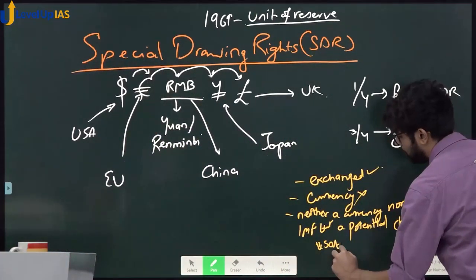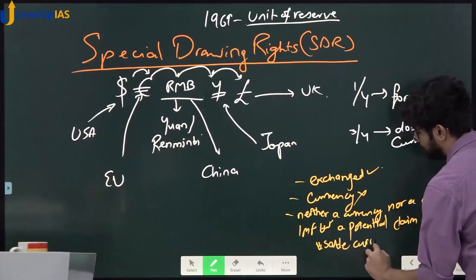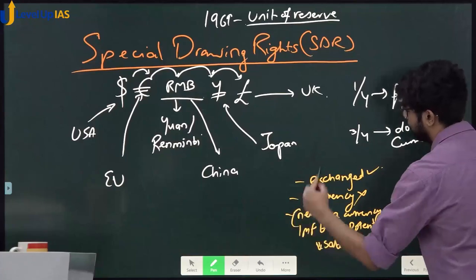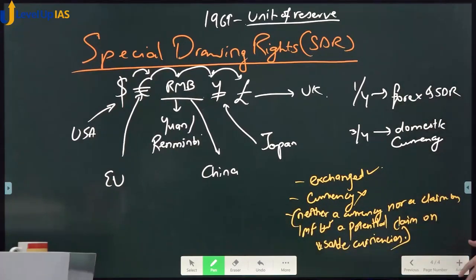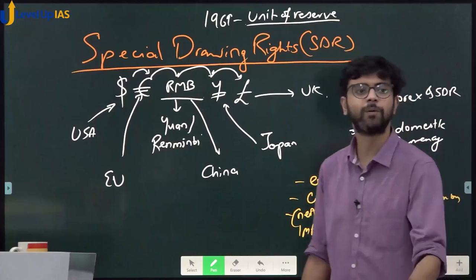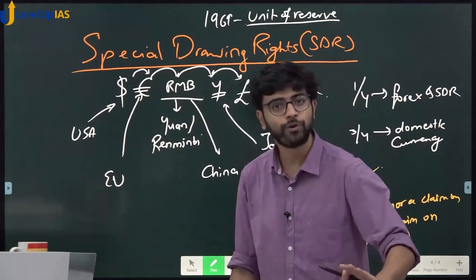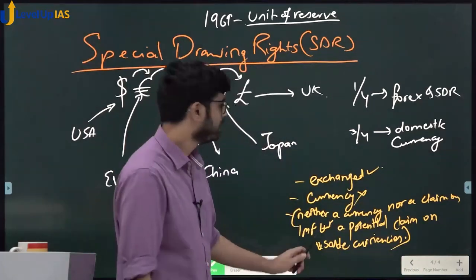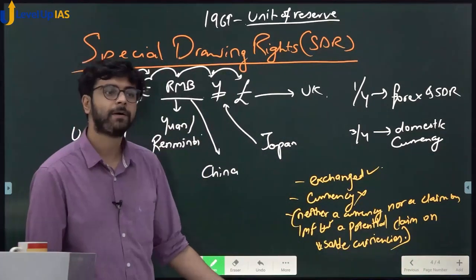So ye mains ke liye bahut important hai. It's not useful for prelims, but yes, if you know this by heart, you will be very good. Neither a currency nor a claim on IMF. You cannot say ki SDR do mujhe, SDR ke badle give me currencies, equivalent. So if you tell one SDR, IMF will give you $1.42 or $1.42 equivalent worth of rupees. If you want rupees, you can take rupees. Theek hai?